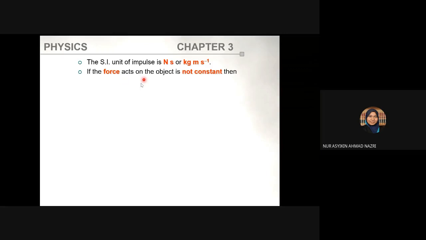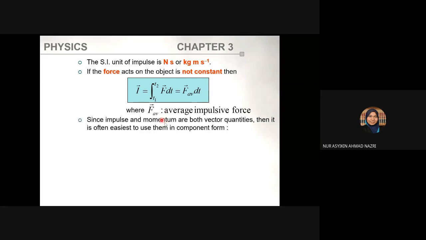Alright, if the force acting on the object is not constant, then what happens? We have F average, then kita akan ada average and positive force. So then it is often easiest to use them in components. So the impulse in the case where the force acting on the object is not constant, we may find the impulse by using the integration of F dt.